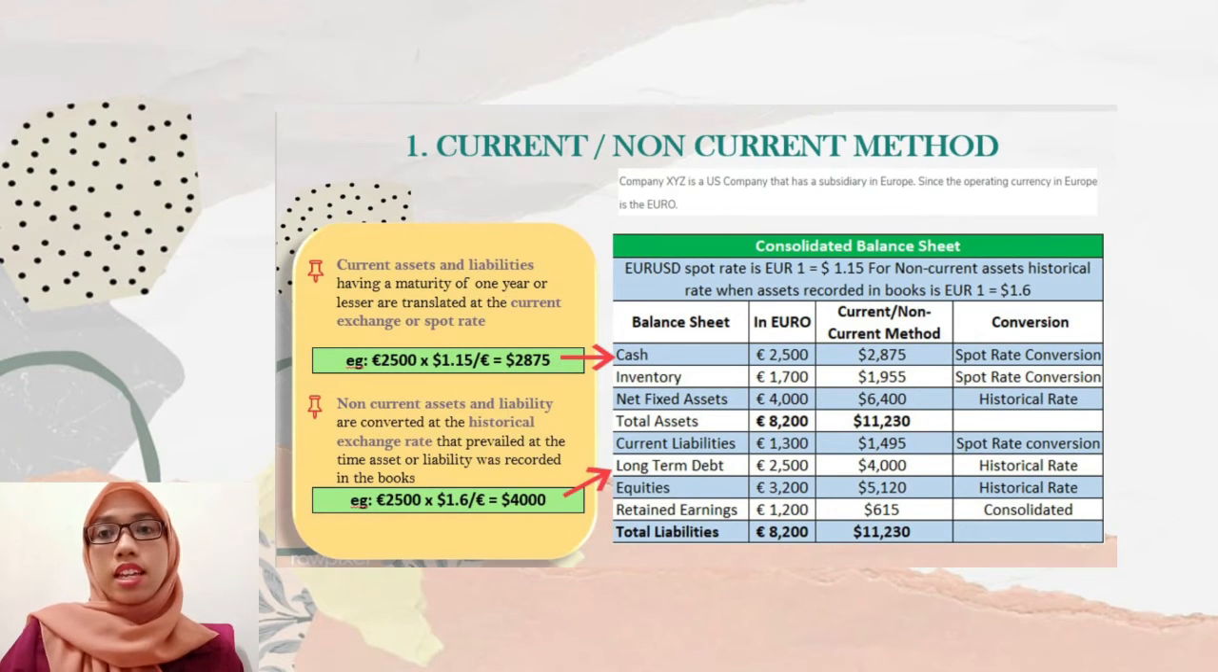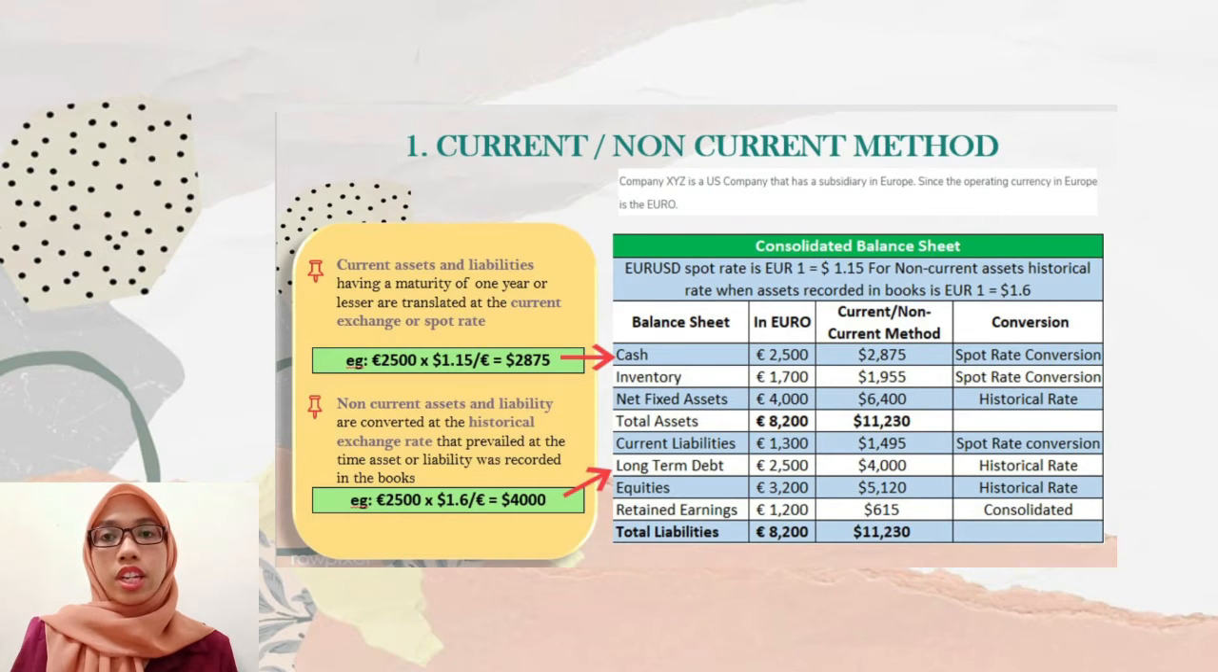The first method is the current or non-current method. Current assets and liabilities having a maturity of one year or less are translated at the current exchange or spot rate. In the example given, company XYZ has a subsidiary in euro. So the cash is given in euro, and we convert it into domestic currency, which gives the answer $2,875.